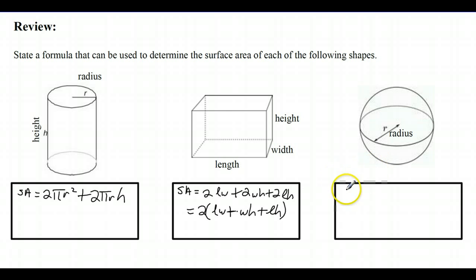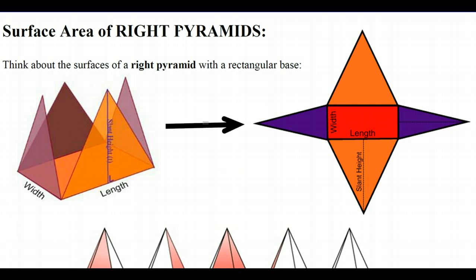And the surface area of a sphere is 4 pi r squared. Okay, let's review. You've got those written down. We're going to use those. Wow, colorful. It's not so colorful on your sheet. Surface area of right pyramids.